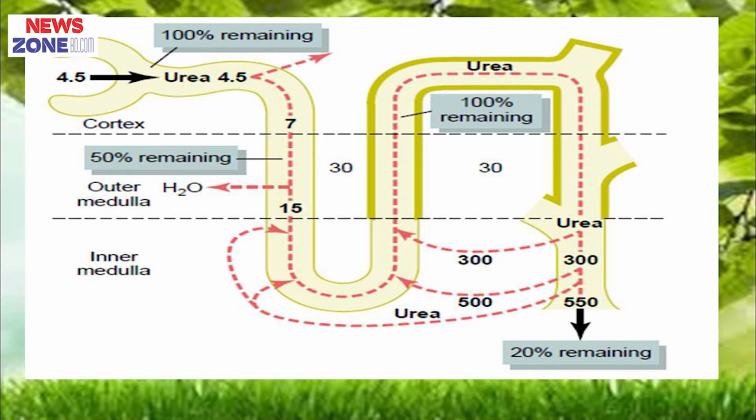Urea is not permeable in these segments: the thick ascending limb, distal convoluted tubule, collecting tubule and outer medullary collecting duct. This portion is impermeable to urea. So, how does urea play a role in formation of the hyperosmotic medullary interstitium?